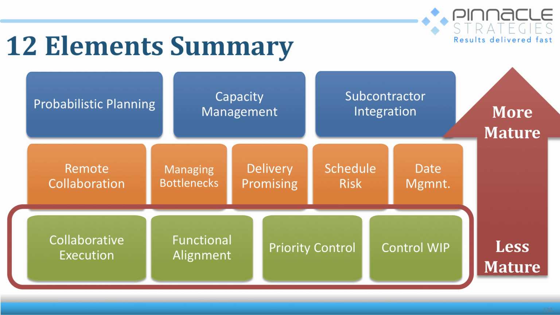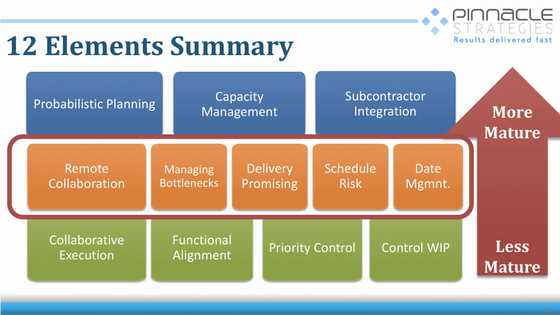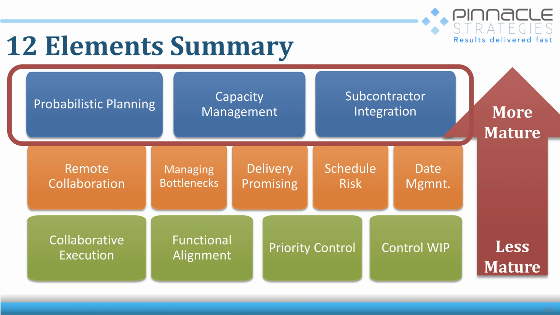Basic collaboration, collaborative execution, functional alignment, priority control, and controlling work in progress. Once we have that, we can progress to improved coordination: bringing other remote teams in, actively managing bottlenecks, promising deliveries, managing schedule risk, and managing the dates in the IT system. Then we can really take off and get probabilistic planning with critical chain. We can do capacity management and use our capacity as a strategic weapon, and then we can bring our contractors on board as part of our team and dominate the market.